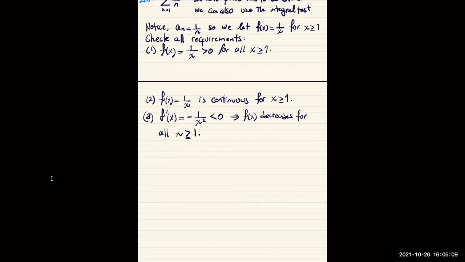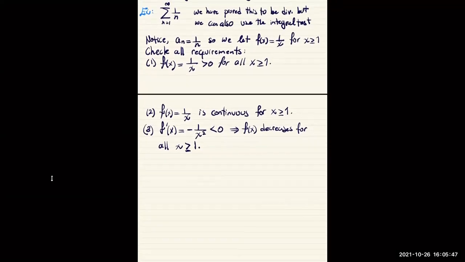You may have a function whose derivative starts being negative after, let's say, x equal to 100. Then you have an eventually decreasing function. So this thing doesn't have to be negative for all x more than 1. It could be negative for all x more than 10 if you were to solve it. That could happen. We're going to see examples in the future.